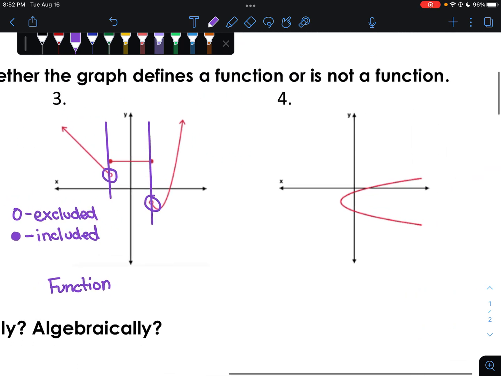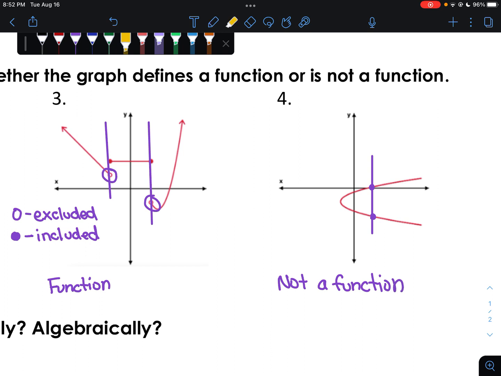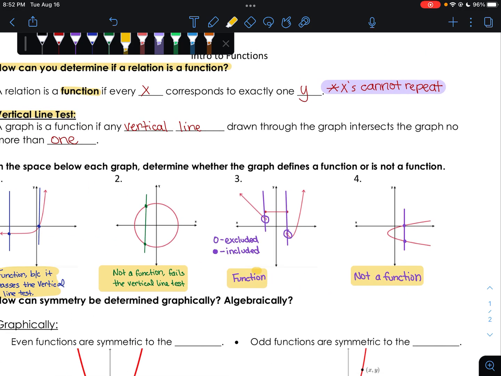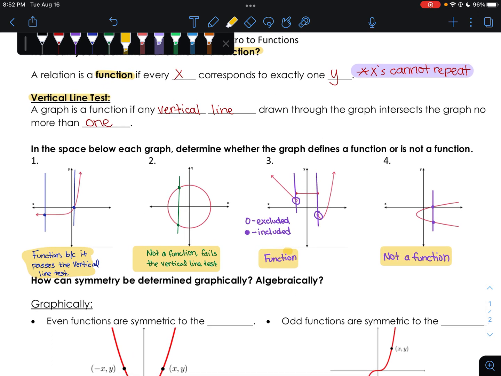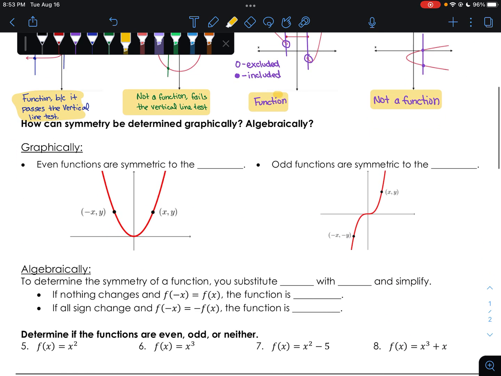Now, looking at number 4, I have a sideways parabola. So if I draw a vertical line, I notice that it hits in 2 different spots, which means this is not a function. So again, to determine if a relation is a function, you can do the vertical line test if you have a graph. If you are given points, a table, a mapping, you would just look for repeating x's that go to different y's.